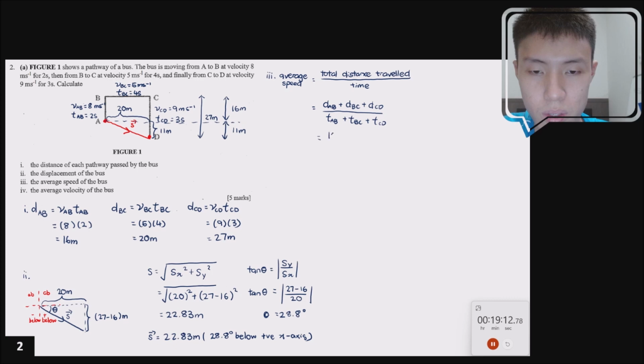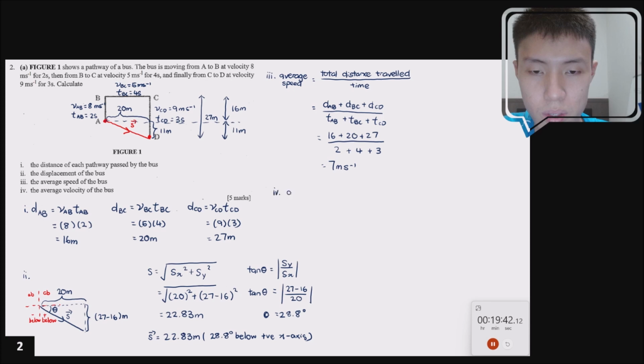So this will be 16 plus 20 plus 27 divided by the duration, which is 2 seconds plus 4 seconds plus 3 seconds. So if you calculate everything, you get 7 meters per second. Okay, so that's average speed. On average, it covers distance of 7 meters for every second that has passed.